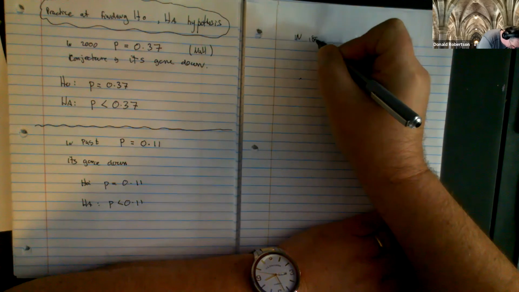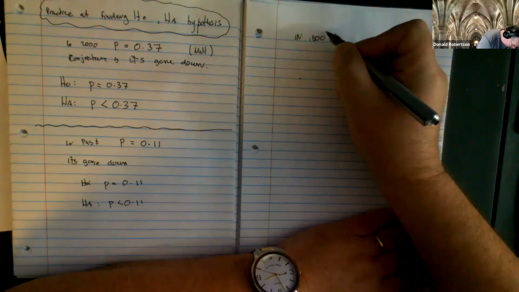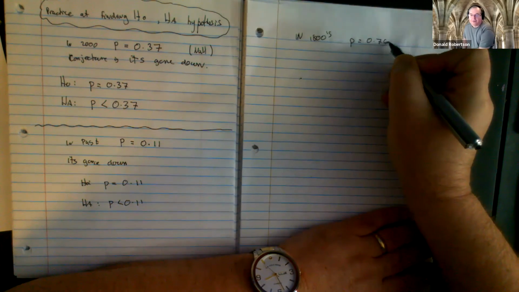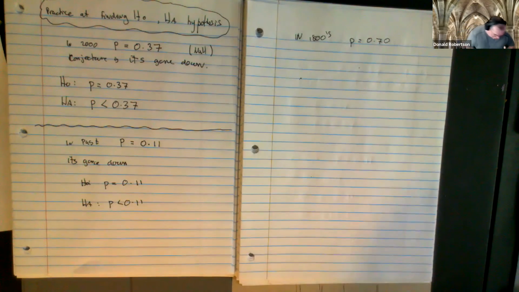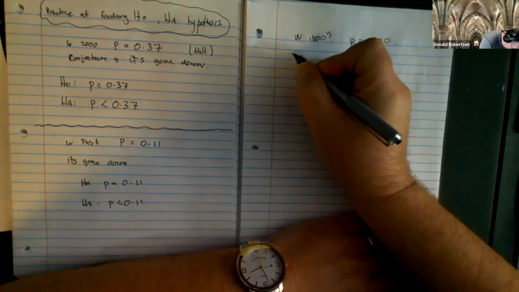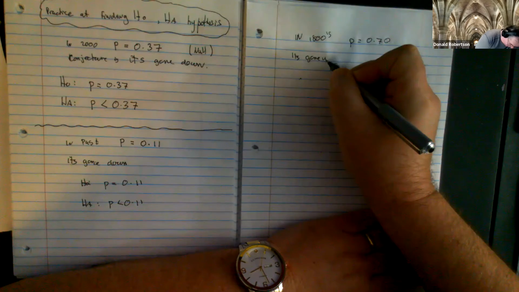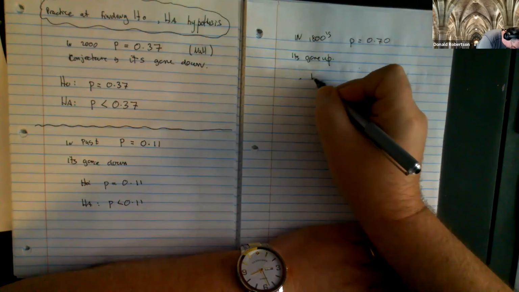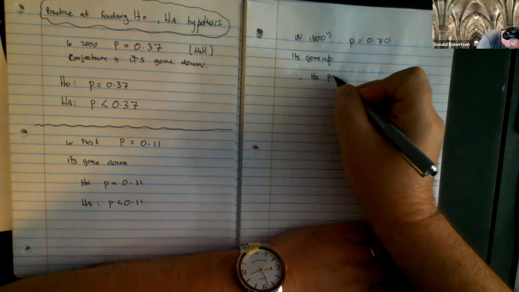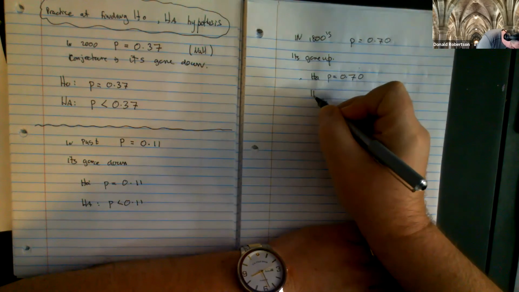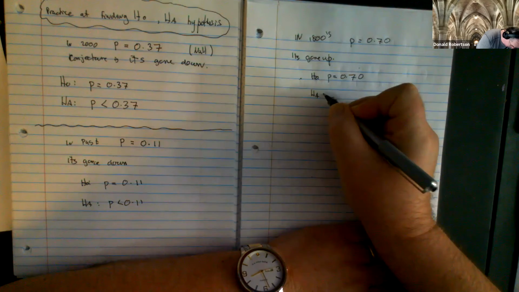In the 1800s, 70% of adults were literate. I think it's gone up. Well, the null hypothesis then is what it used to be, what we believe was true, and the alternate is that it's gone up.